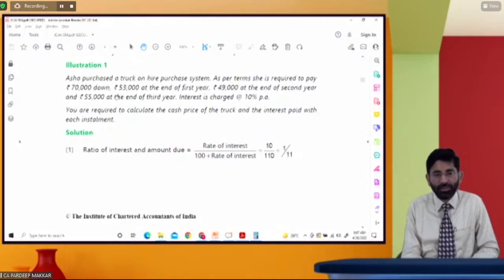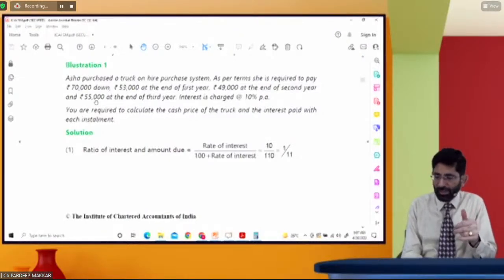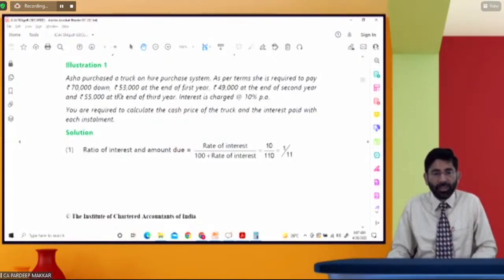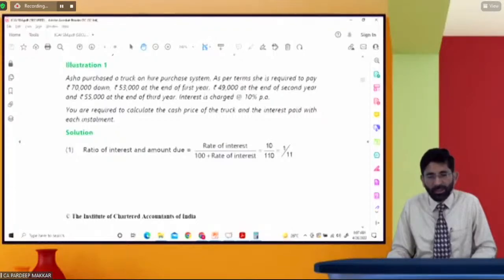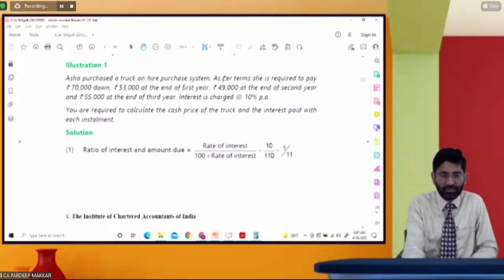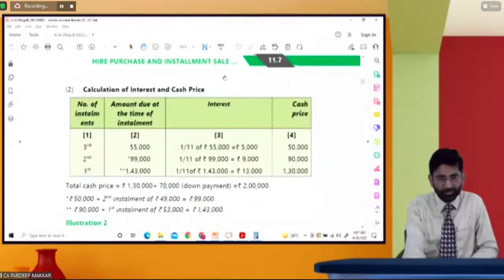We have paid 53,000 at the end of the first year, 49,000 at the end of the second year, and 55,000 at the end of the third year. So here it is not mentioned whether the cash price included in each installment is uniform or different. So what do we have to do? In this case, we have to calculate the total HP price of installments. It is 53,000 plus 49,000 plus 55,000. Add thrice. How much is it?